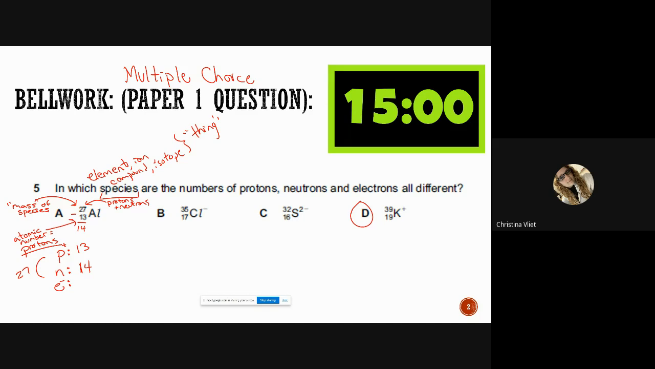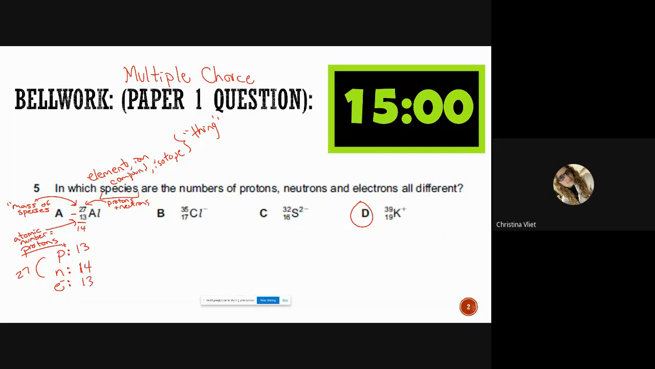Now, how do we get the electrons? It's the same as the atomic number, but if it has a negative or positive charge, then it changes. Protons are positive. Electrons are negative. So if there is no charge, which means there's no number at the top, the amounts are the same. So we know for aluminum, we have how many electrons?